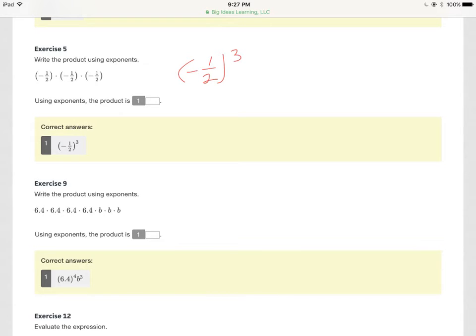Exercise 9 is 6.4 times 6.4 times 6.4 times 6.4 times b times b times b. And so this is going to be, in parentheses, 6.4, and we've got 1, 2, 3, 4 of them. And then you can put a multiplication sign in there, or you can leave it out. B to the 3rd. You could also just write it this way, 6.4 to the 4th, b to the 3rd.